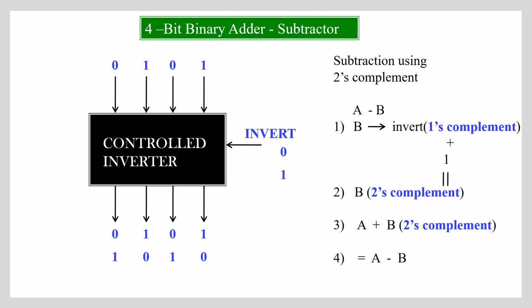We have seen how to do binary addition, the 4-bit binary addition circuit. Now we have to modify that circuit so that it can perform both addition and subtraction as required. Addition is very easy, we add the two numbers, we get a sum and carry. Now let us understand how we do subtraction in binary numbers. So, subtraction using 2's complement.